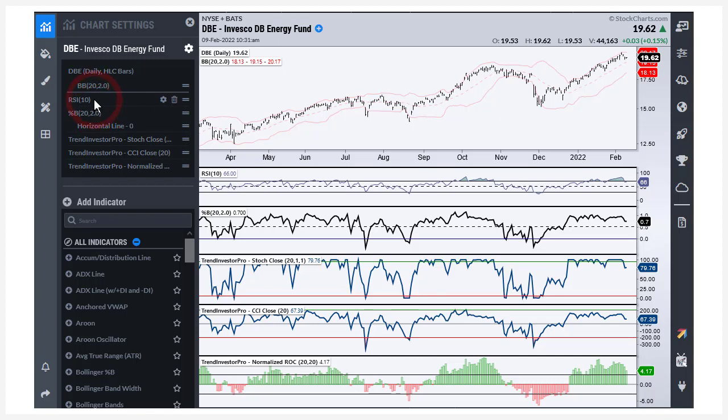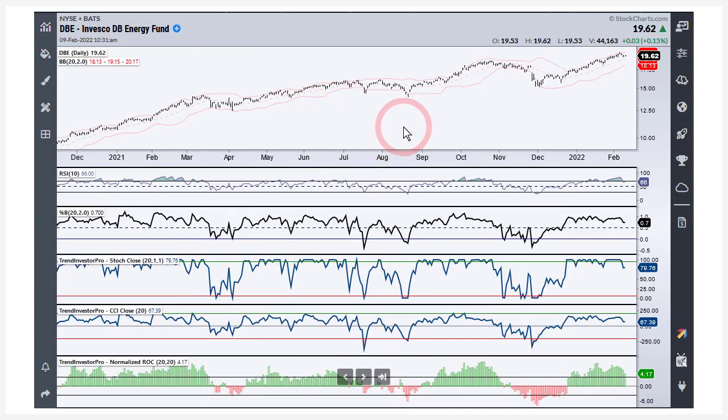We've got RSI 10 period. We've also got Stoch Close, which is the stochastic oscillator based on closing prices. We've got the Commodity Channel Index based on closing prices, and Normalized ROC, the rate of change. What that indicator does is you take the 20 period absolute change in prices and divide it by the 20-day average true range.